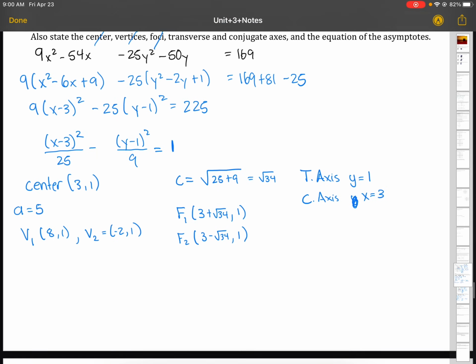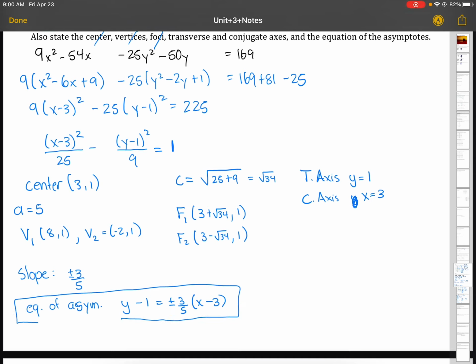So let's scroll a little bit. The slope of either asymptote is plus or minus b divided by a. So the slope is plus or minus 3/5. So the equations of our asymptotes are y minus 1 equals plus and minus 3/5 times x minus 3. And that's as far as we need to go. This is going to give us 2 asymptotes, and that's all we need to do.